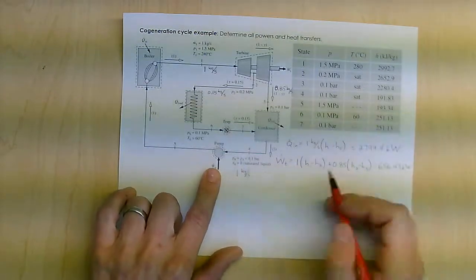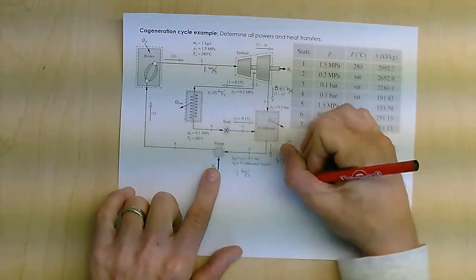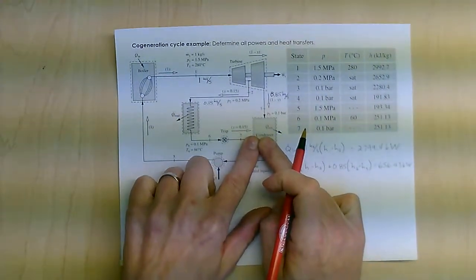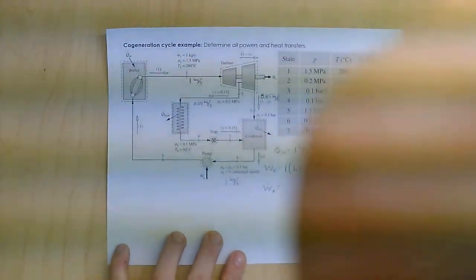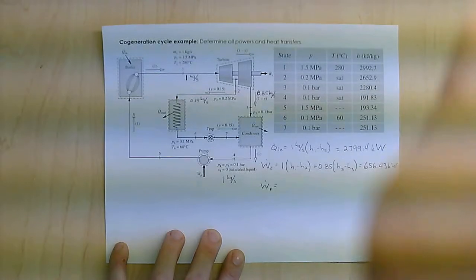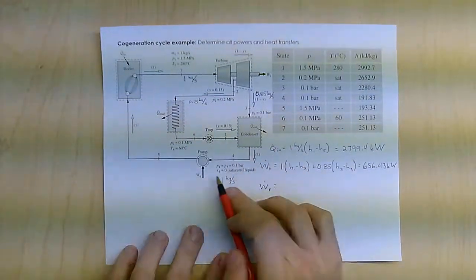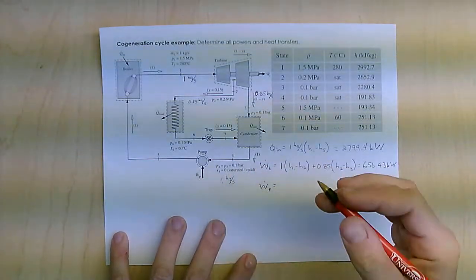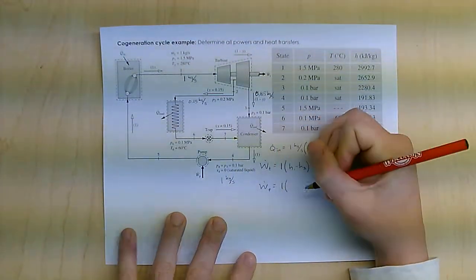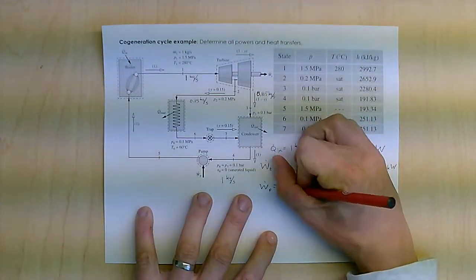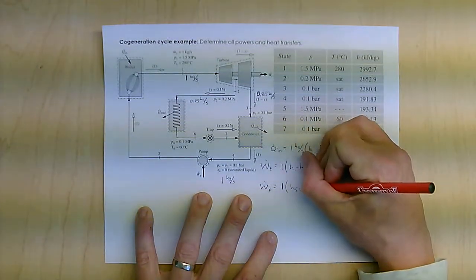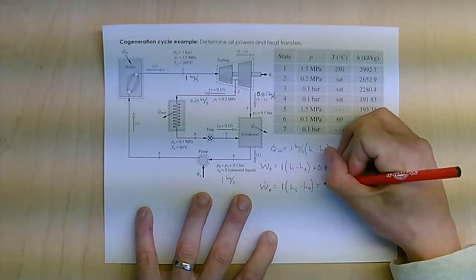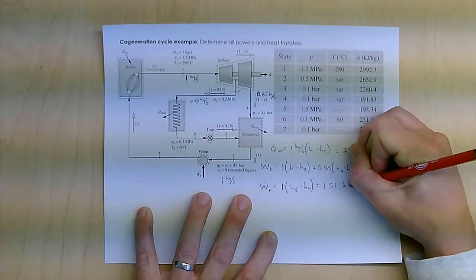I'm going to jump down to the work of the pump at this point. Now through the pump here, remember they've met back up here, and the entire flow, 1 kilogram per second, goes through the pump. So that means my mass flow rate is 1 times H5 minus H4. It's just that delta H, and the work at the pump then is 1.51 kilowatts.